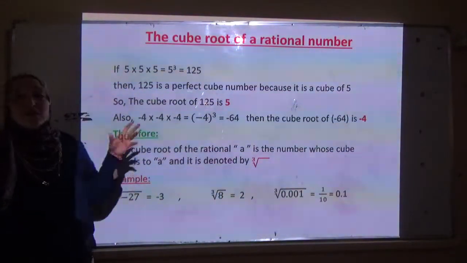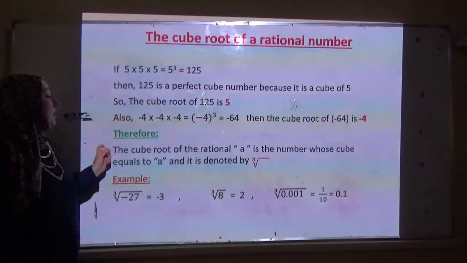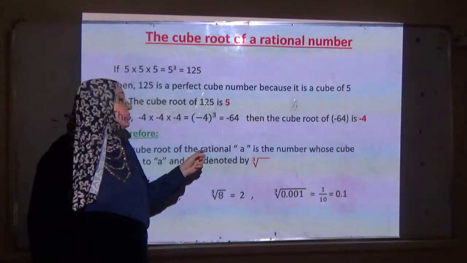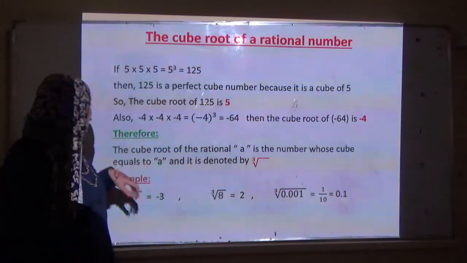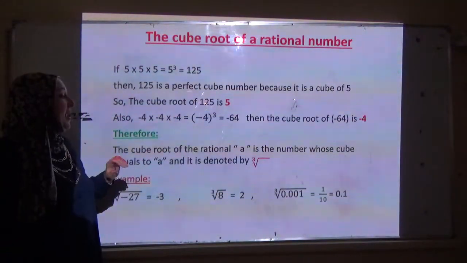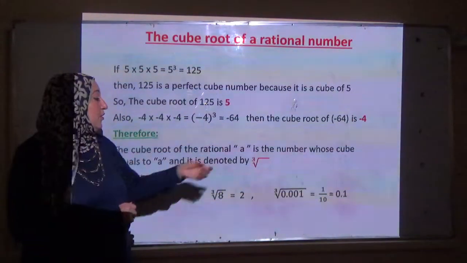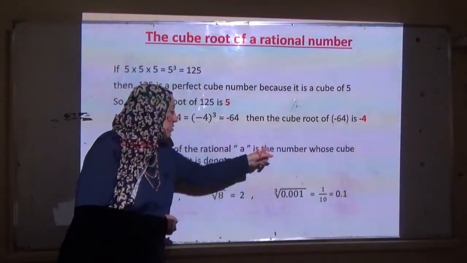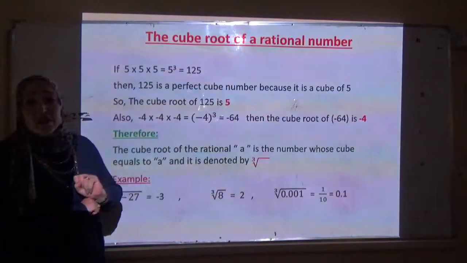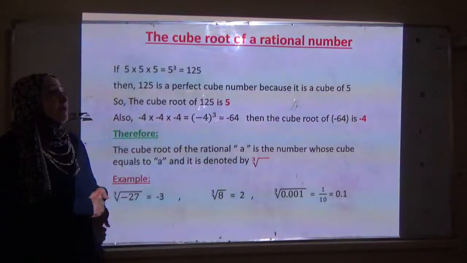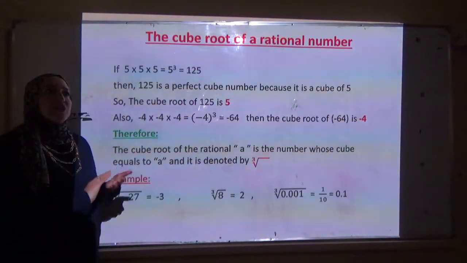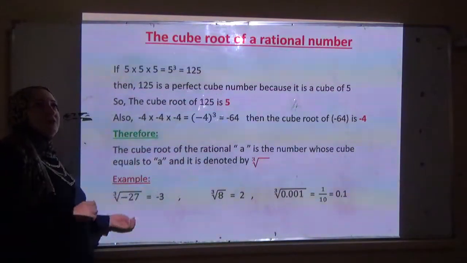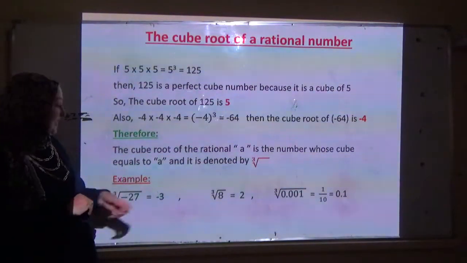Therefore, we can deduce that the cube root of the rational number A is the number whose cube equals A, and it's denoted by this sign, a root with a small 3 on top. For example, cube root of negative 27. Which number power 3 gives me negative 27? It's negative 3.